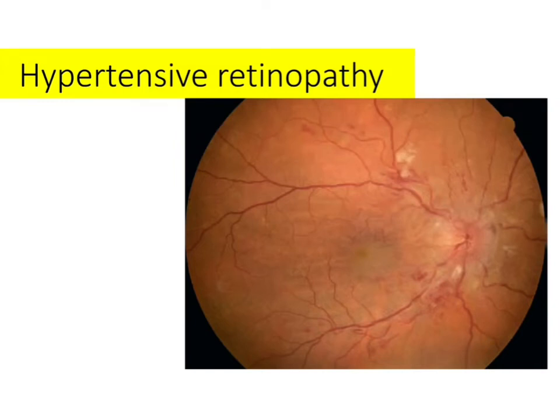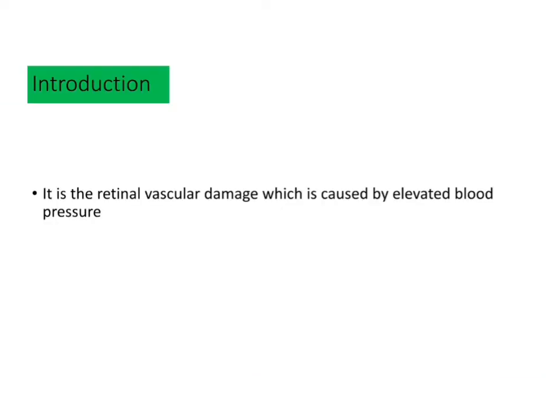Today's topic for discussion is hypertensive retinopathy. Okay, there are lots of people who have a higher amount of blood pressure or have hypertension, but they are unaware of it and also unaware of the conditions it can lead to. In this video we are going to understand those things that a higher amount of blood pressure can lead to. Hypertensive retinopathy is considered when there is retinal vascular damage due to elevated blood pressure. Then we call that condition hypertensive retinopathy.